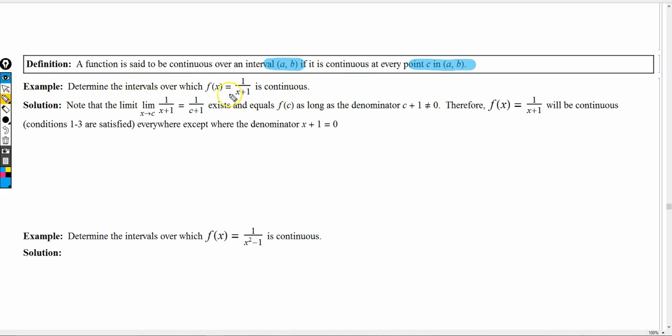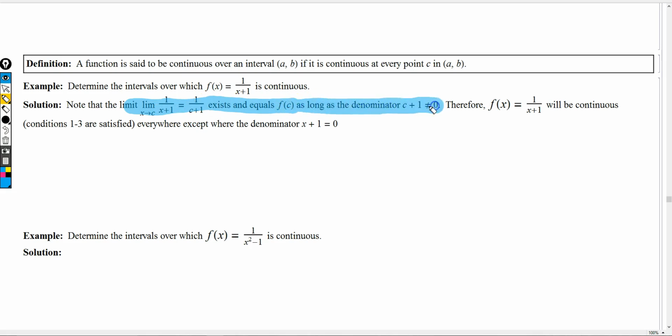First of all, let's determine the intervals over which this function f of x equals 1 over x plus 1 is continuous. All right, now for this function, notice first that if I pick any number c, the limit as x approaches c of 1 over x plus 1 is 1 over c plus 1, right? I can just plug the c in for x, and that equals f of c as long as the denominator c plus 1 does not equal 0.